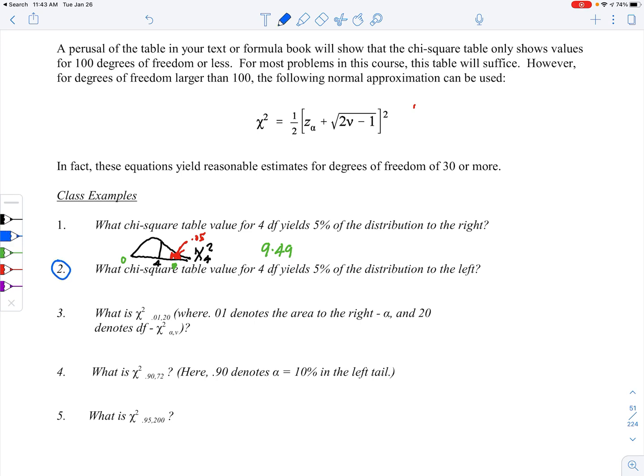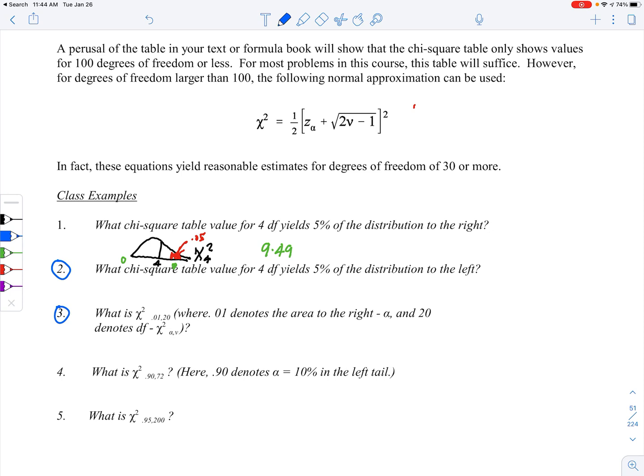I want you to figure out what is 5% of the distribution to the left. And now let's take a look at the next ones here. I'm going to leave this one for homework because the next one will help explain this. So let's just take a quick look at number 3. When I've got the notation here, what is chi-square 0.01, comma 20? The first number is always talking about the area to the right. So this would be 1% in the upper tail with 20 degrees of freedom. So I'd like you to go and find that.